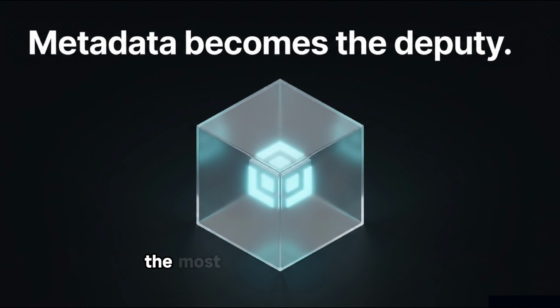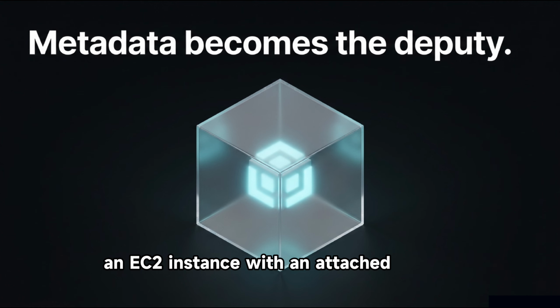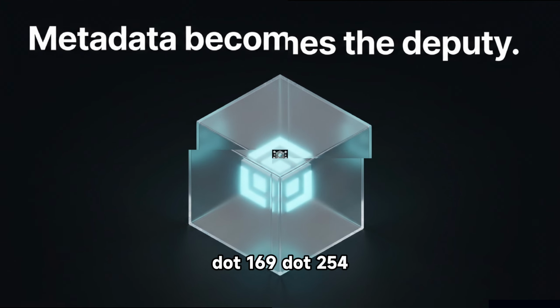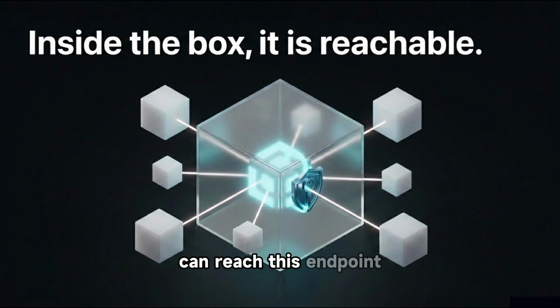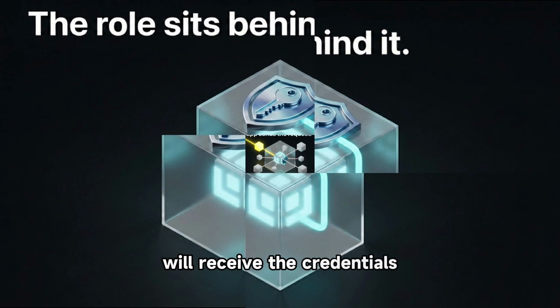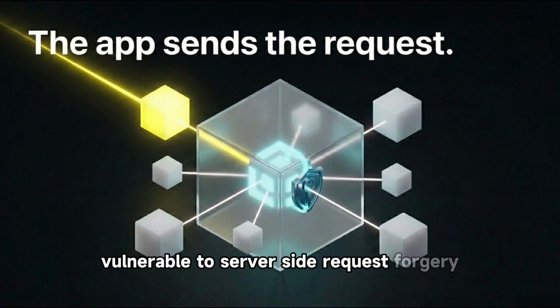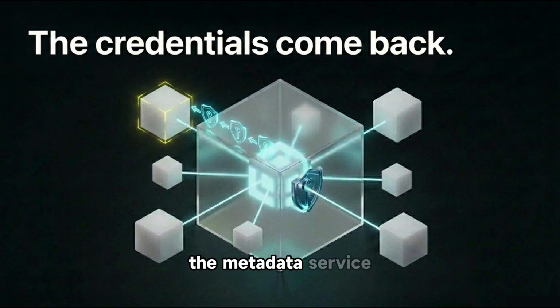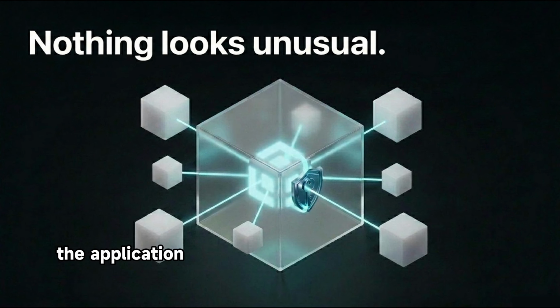In AWS environments, the most widely exploited form targets the EC2 Instance Metadata Service. An EC2 instance with an attached IAM role can retrieve that role's temporary credentials by querying the metadata endpoint at 169.254.169.254. Any process running inside the instance can reach this endpoint. Any process that can reach it will receive the credentials. An application on that instance vulnerable to server-side request forgery, SSRF, can be directed by an attacker to make outbound HTTP requests. Directed at the metadata endpoint, the application issues the request. The metadata service receives a request from the EC2 instance, a trusted source, and returns the role's credentials. The application did exactly what it was designed to do. The metadata service did exactly what it was designed to do.